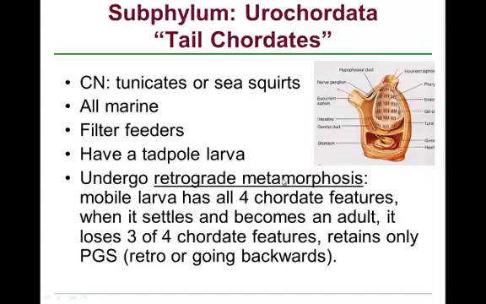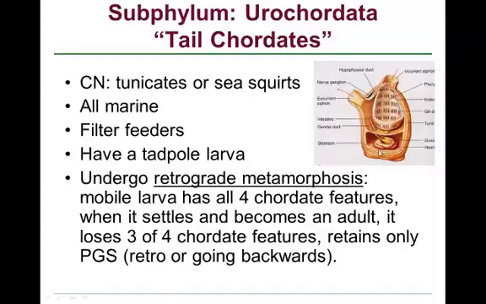Retrograde means going backwards. The mobile larva has all four chordate features. It has pharyngeal gill slits, and then in its tail it has the dorsal hollow nerve cord, the notochord, and the tail itself. But this swimming tadpole larva, which is microscopic, in lab we will see one, but it's on a microscope slide, so they're pretty small. The mobile larva has all four of those chordate features, but it settles down on its head and it reabsorbs its tail. And so it loses three of the four chordate features and retains only the pharyngeal gill slits as an adult.